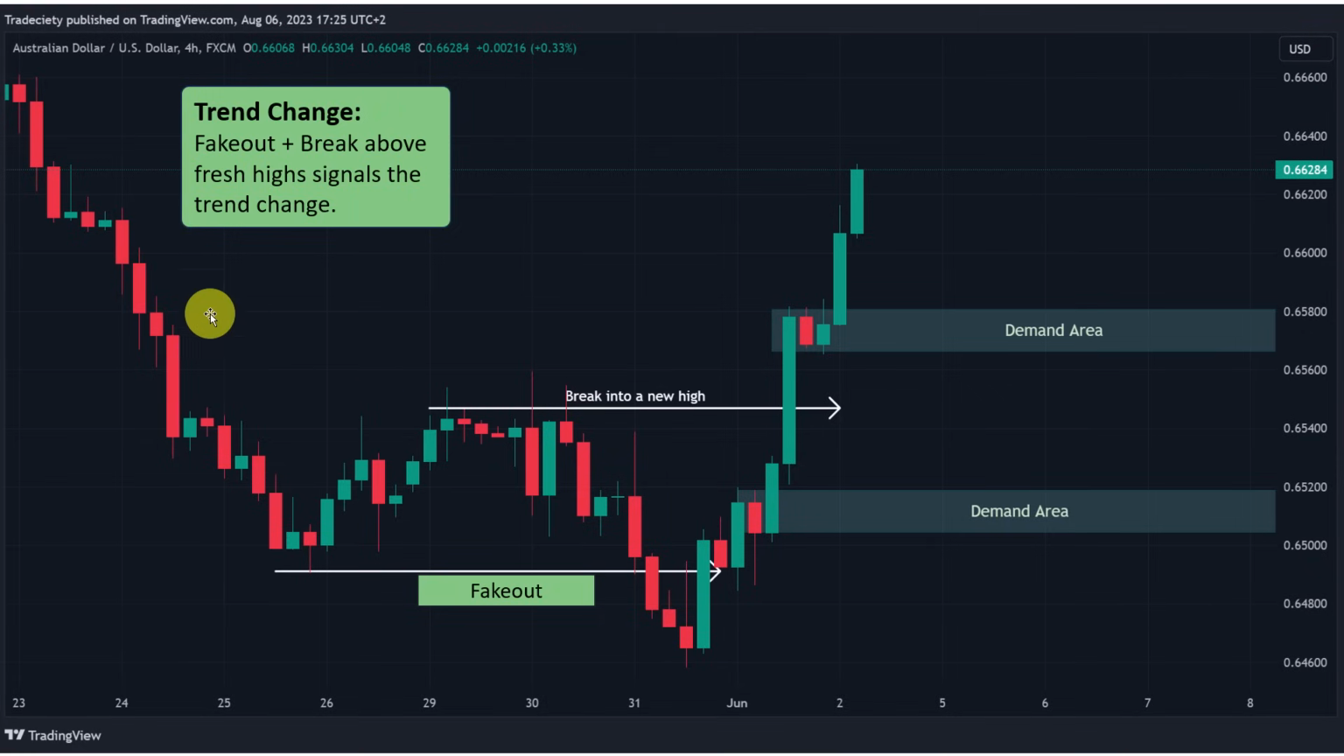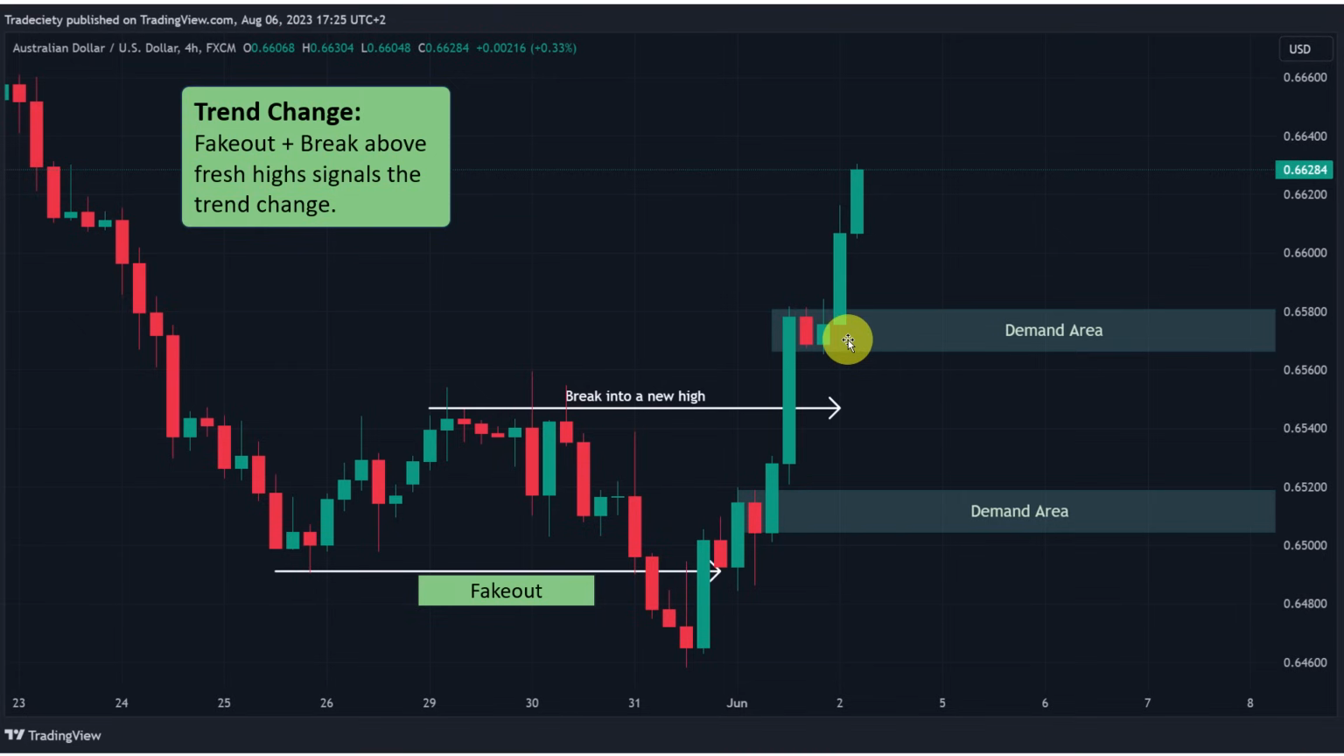Here's another example. We have a trend change where the market goes from downtrend to uptrend. Here we have the fake out component where the market takes out a previous low and immediately shoots back higher. Here's where the market breaks into a new higher high. Some traders will refer to this as a change of character. On the way up, the market leaves a few demand areas. Here we have the lowest demand area, and here we have another one.